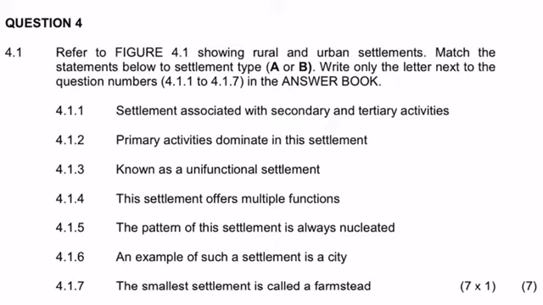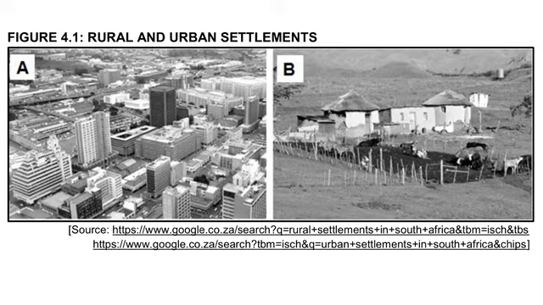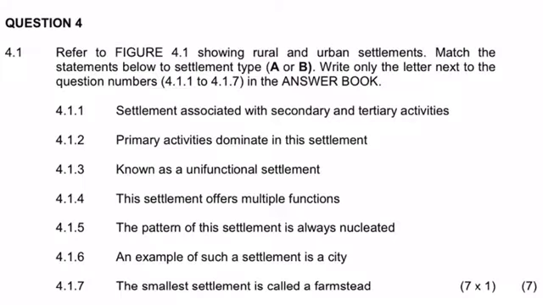So now, a very good question may be asked, and I'm sure you asked yourself this question. What if you only remove one keyword? For example, let's start by removing smallest. Then you have the settlement is called a farmstead. Can you not be able to choose between A and B? Obviously, guys, you can still choose the correct answer because of that other word, farmstead. Urban cannot be a farmstead, but a rural settlement suits to be a farmstead.